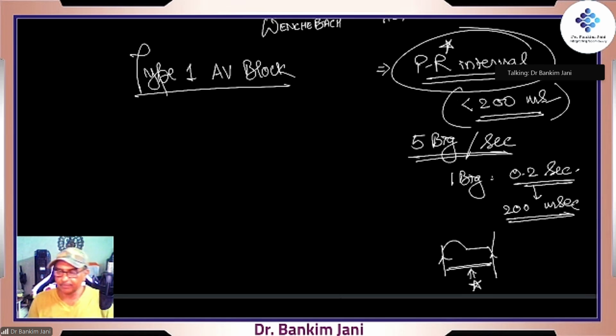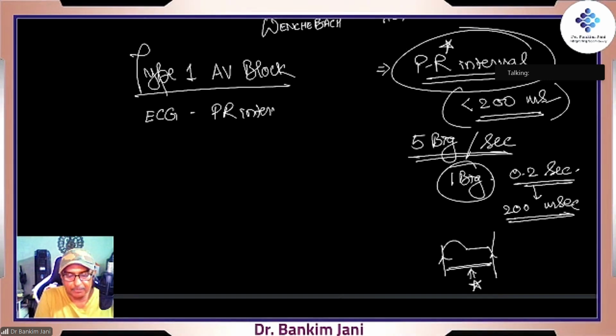PR interval. It should be less than 200 milliseconds. So in other words, from the ECG, less than one big box, right? Less than one big box. So now in case of type 1 AV block, only one thing happens on ECG: the PR interval is more than one big box.